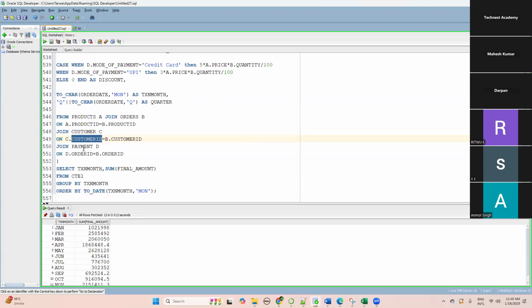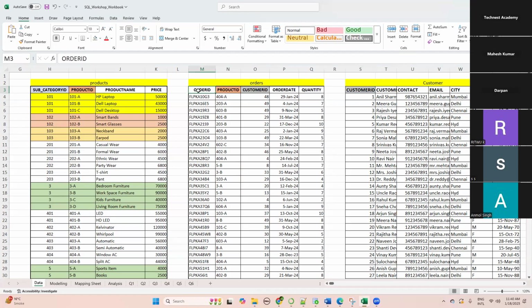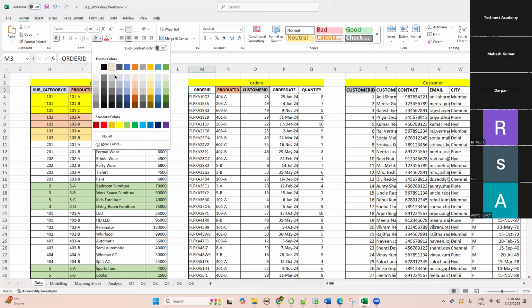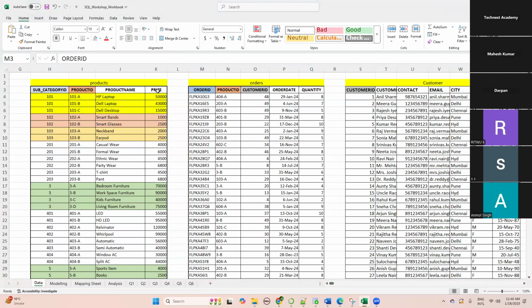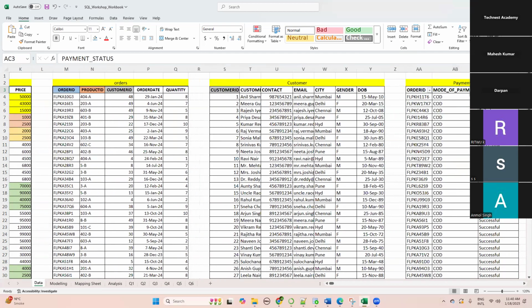Now, we are joining this with the payment table based on the order ID, and from orders we are taking the order ID. So from orders you have this order ID, and this you are joining with the payment table order ID. This is how finally we are joining. Hope this is clear. All right.